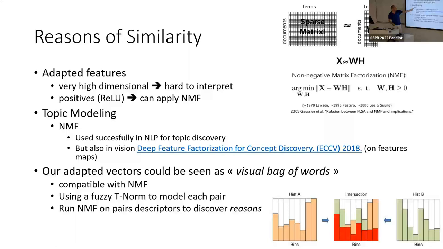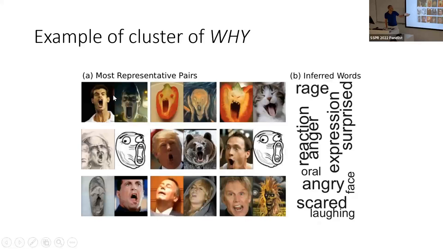NMF. And to say why two images are similar, it's because they share a similar attribute. It's the intersection of the two images. It's similar because they both have this attribute and this attribute. To model this we used a fuzzy t-norm, which is simply a Hadamard product. And for example, here are the respects from this cluster of why they are proposed to be visually similar. So the facial expression.